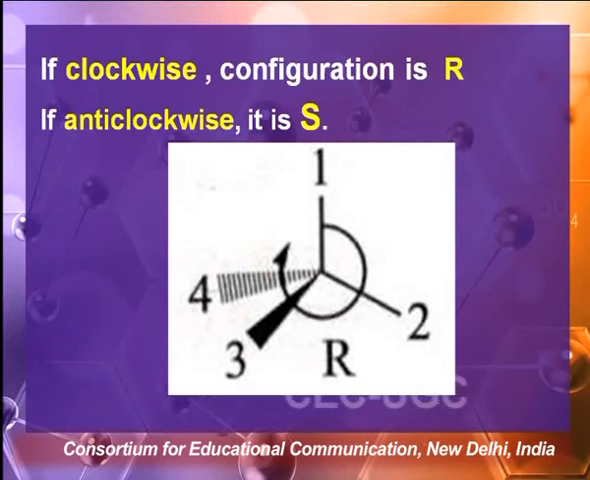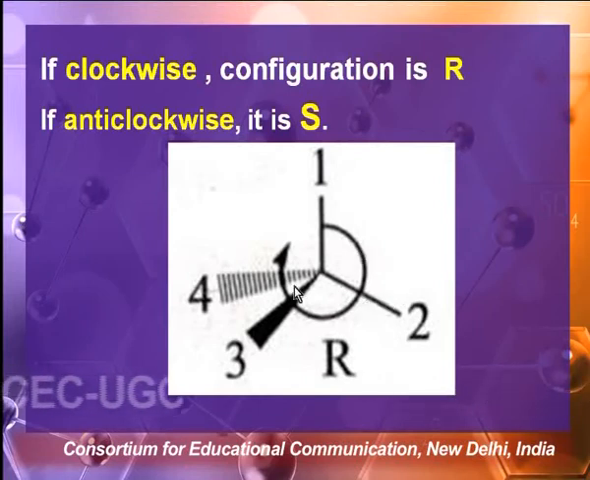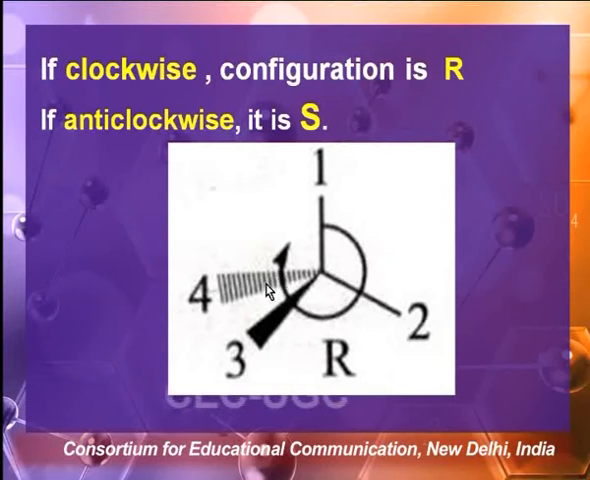For example, as you can see on your screens, we have 4 groups, and in this, the group having lowest priority is placed on the dash. That means that this group is away from the observer. And what does the CIP rule say? That we will view the molecule in such a manner that the group having lowest priority is away from us. So here it is already away from us.